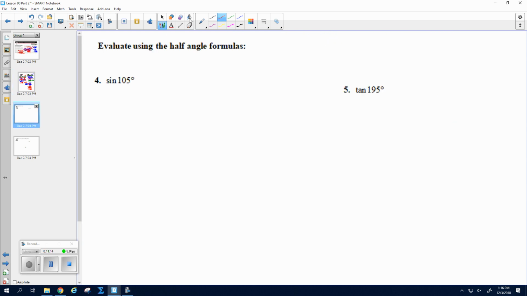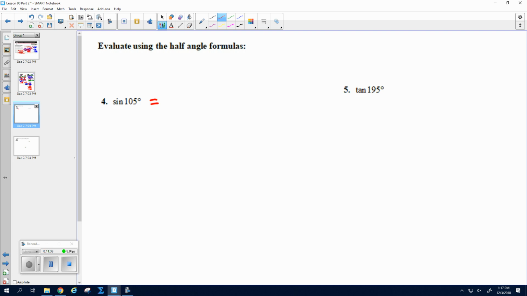Okay, let's try a few of these. So I have sine of 105. We don't really know sine of 105 just offhand, right? And we don't really have any two things we can add together to get it, like doing a sum one. So we need to do doubling it and dividing by 2. So we're going to do the half angle formula.